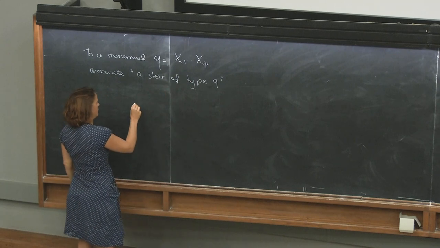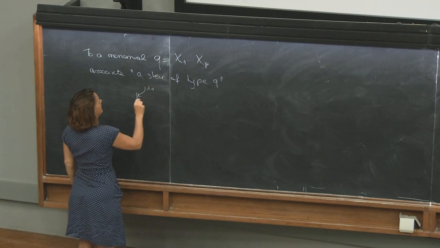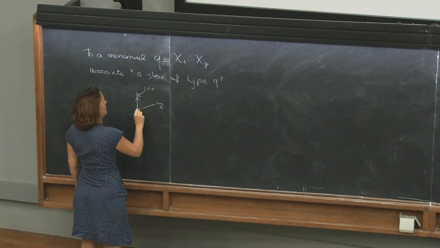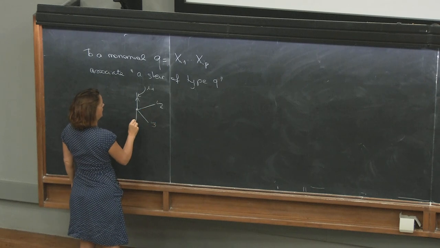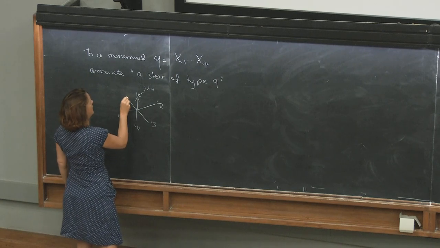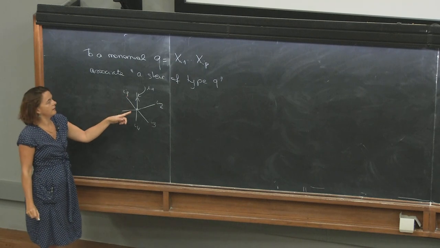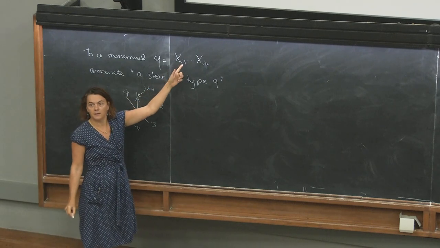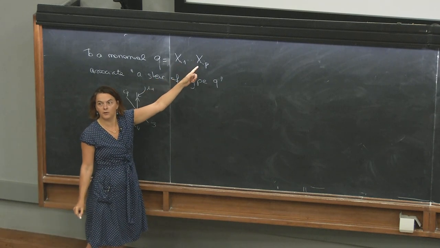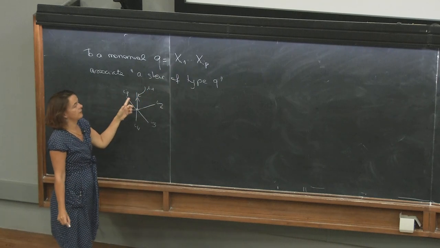So it's rooted. The first half edge has color i1, so it's a root. The second has color i2, the third has color i3, i4, i5, and so on until ip. You can think about it as a vertex of degree p, but with half edges which are colored depending on which letter you have, one after the other. If you have only one letter, it's just a vertex of valence p.